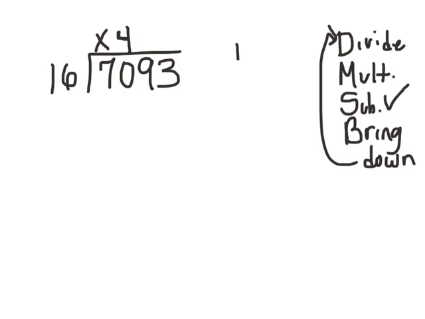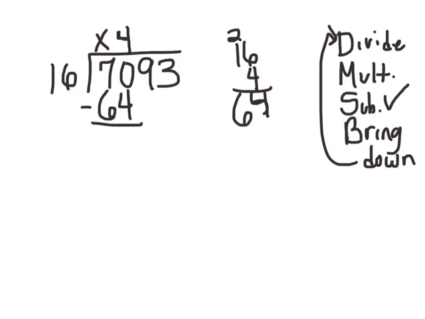Some kids like to put their fact over here, 16 times 4. So 6 times 4 is 24, and I bring my 2 in the tens place. 4 times 1 is 4, plus 2 is 6, so 64. So I've divided, and now I've multiplied. And now I'm going to subtract, and I have 6 tens, and now 10 tens minus 4 is 6, and 6 minus 6 is 0. I don't need to put a 0. The next step is to bring down, so I'm going to bring down the 9.